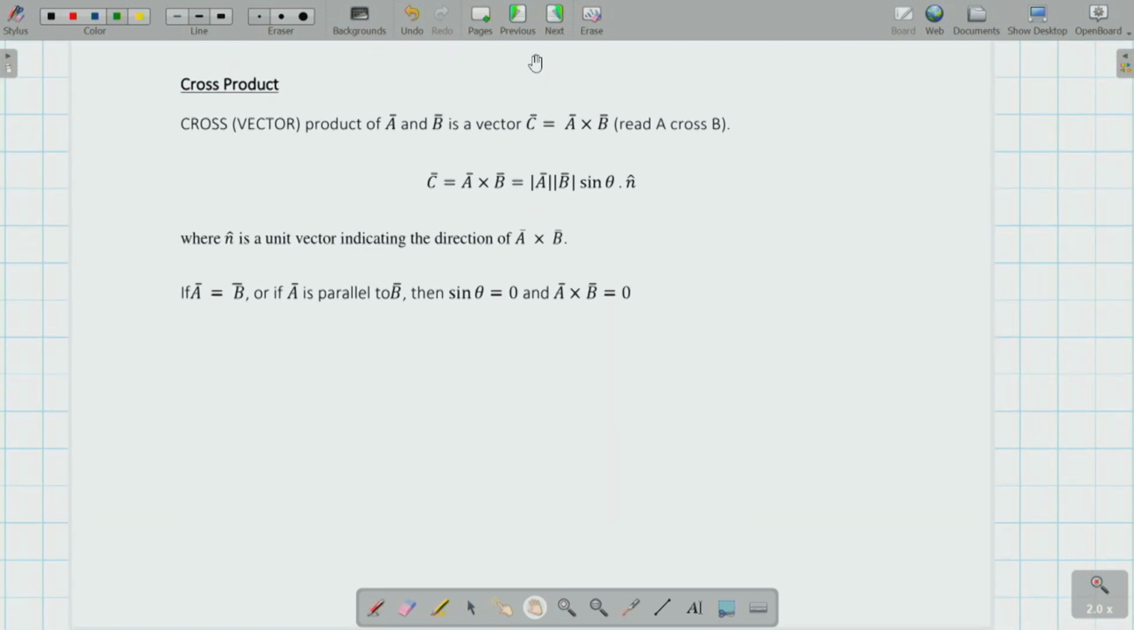The next one we will talk about is cross product. The cross product is denoted as A cross B. C is equal to A cross B. Here it's called a cross product or a vector product because the resultant is a vector, and the vector is going to be this n vector, which gives a direction. The n vector indicates the direction of A cross B. If the vectors are parallel, sin theta is 0, so A cross B is 0.